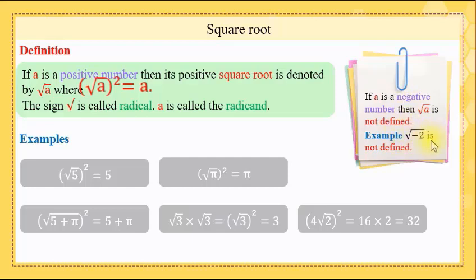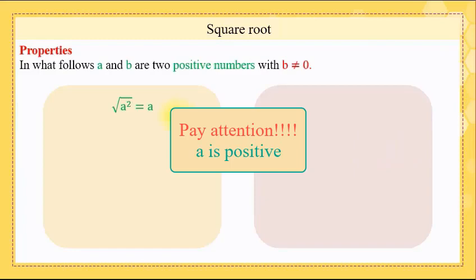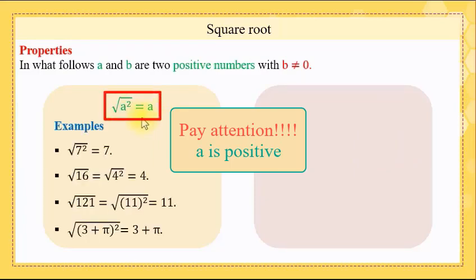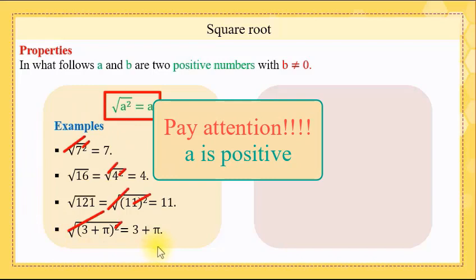Example, radical minus 2 is not defined. This means we cannot put a negative number inside the radical. Properties. We have this property, radical a squared equals a, and these are the examples about this property. And we see in all of these cases the power 2 is cancelled by the radical.